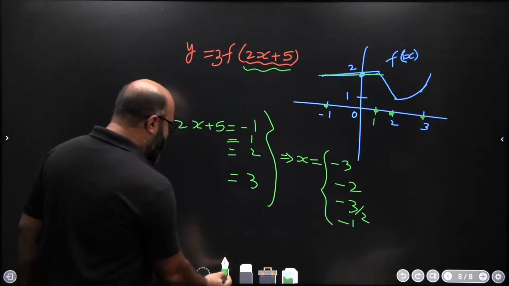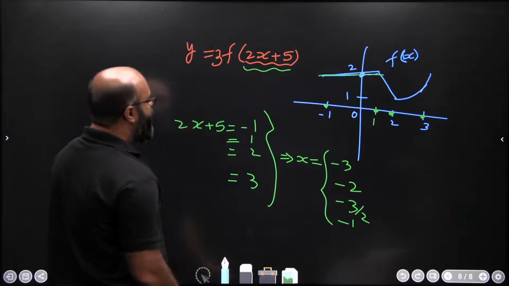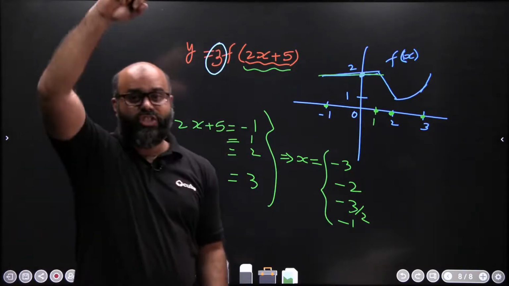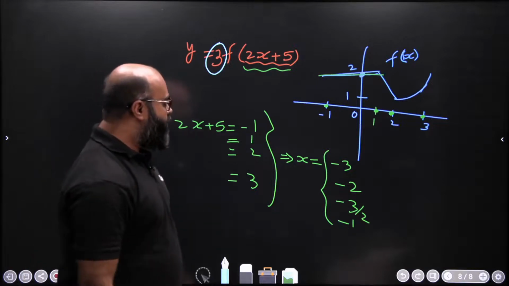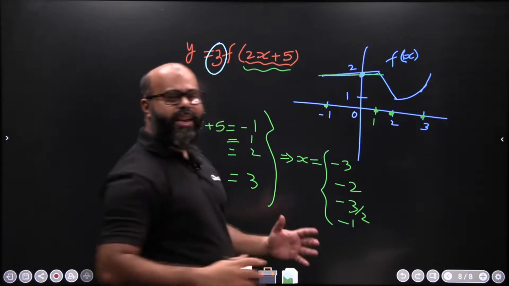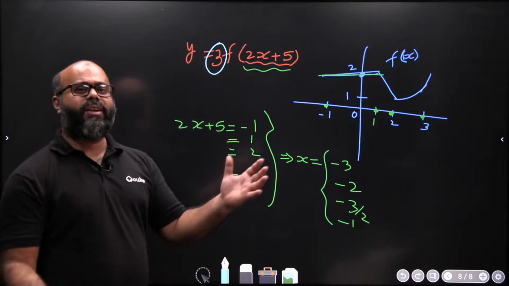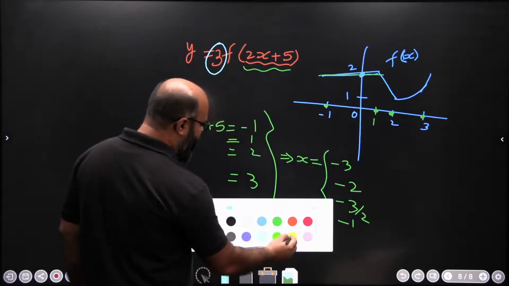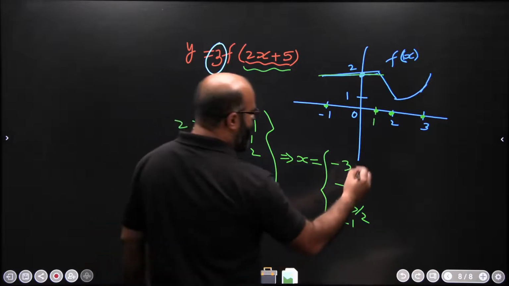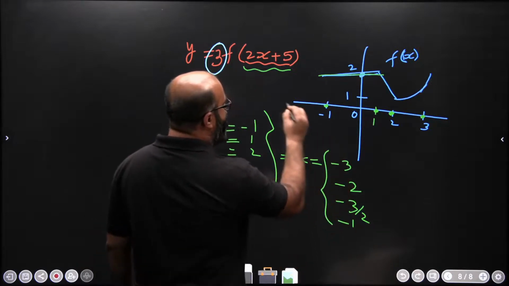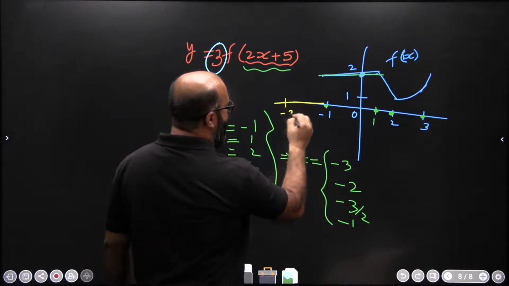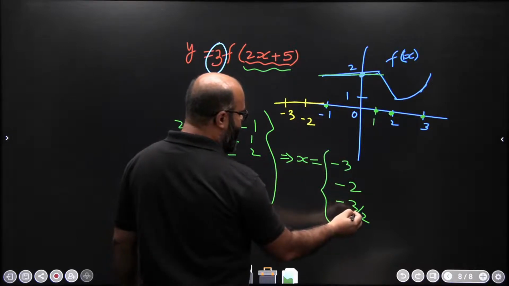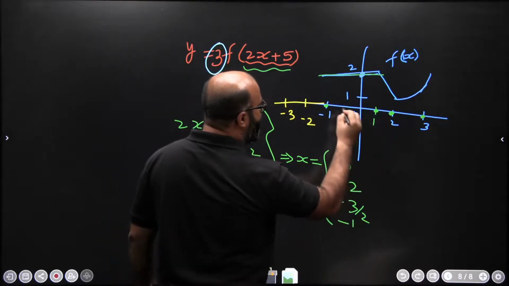Now after doing this, the graph is getting multiplied by 3, so vertically it will stretch 3 times. For the new graph, I am first drawing the intermediate graph, then I will find the final graph. So the intermediate graph would be something like this, where we have a point x equal to minus 3 here, a point x equal to minus 2 here, and a point x equal to minus 3 by 2 here.